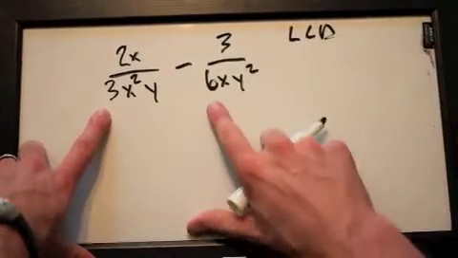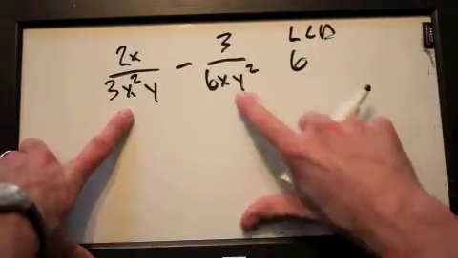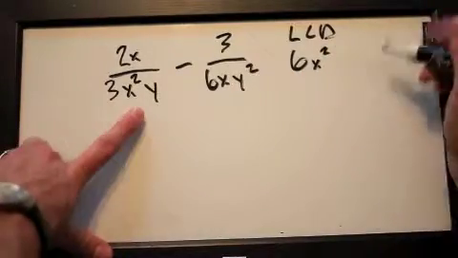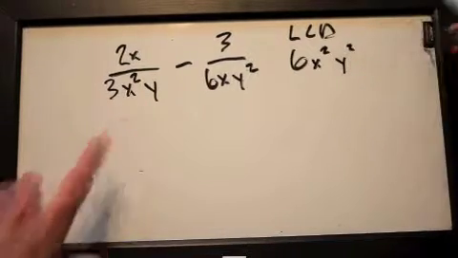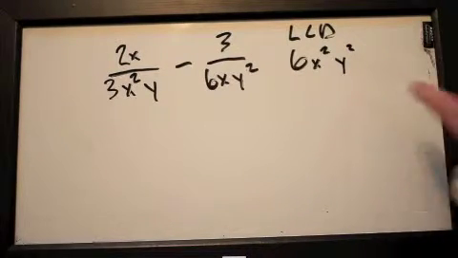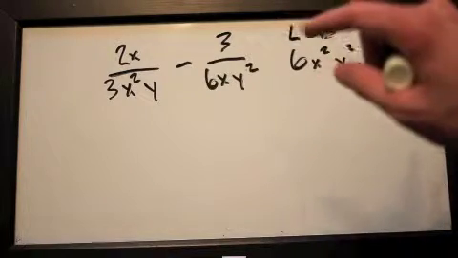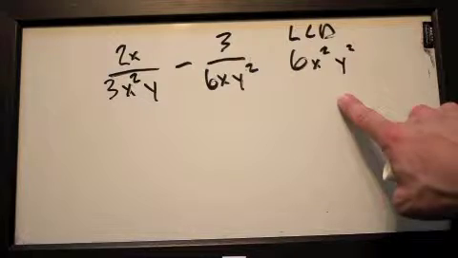Start with our numbers. 3 and 6, what do they both go into? 6. X squared and x, what do they both go into? X squared. Y and y squared, what do they both go into? Y squared. So that right there is our least common denominator. That's what we want both of our denominators to be.